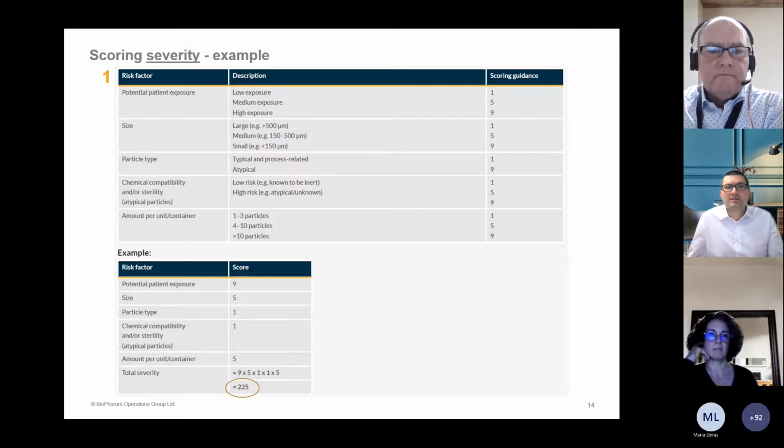So here again, it's explained. The table in the upper area of the slide outlines all those elements and gives a ranking of either low, medium, or high.